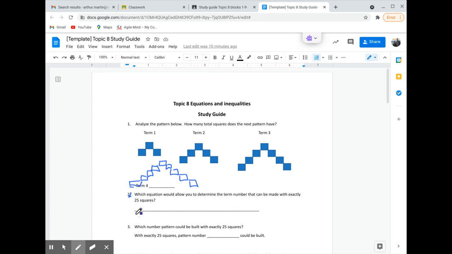So, looking at this, Destiny, will you read number 2? Which equation would allow you to determine the term number that can be made with exactly 25 squares? All right. So, did you come up with an equation? Or do you know how you could figure that out? Can anybody help her out?